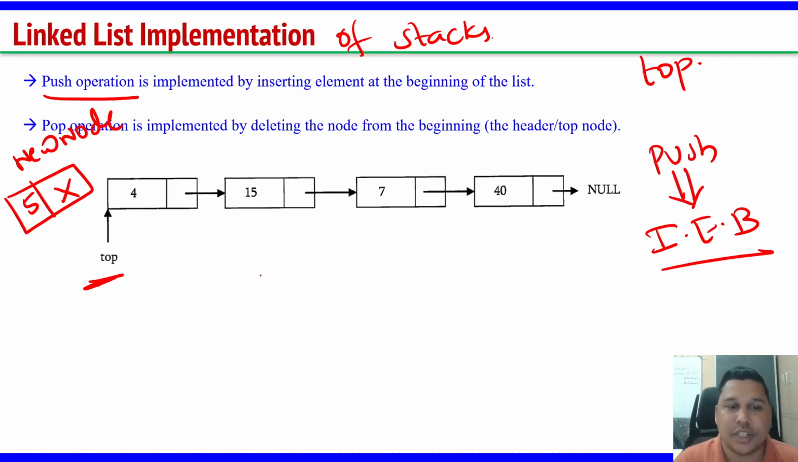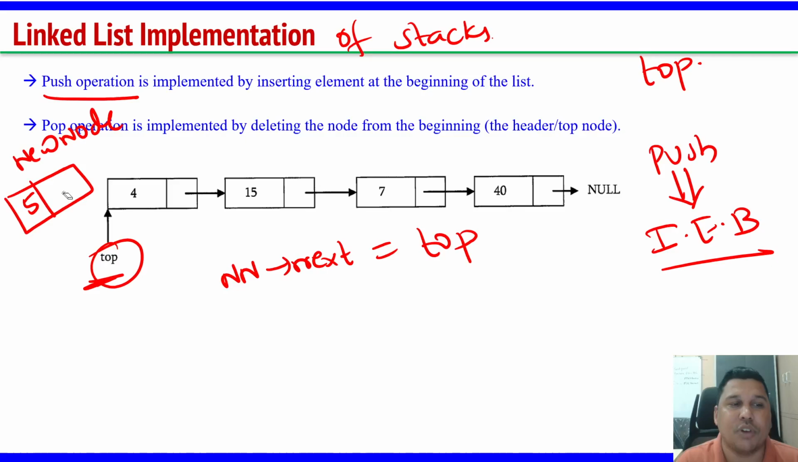Then this step is very simple. You need not iterate, you need not traverse the list. It's very simple: new node next will be top. New node next will be top. It means, where is my top? My top is here. So this arrow mark will go, this null will go, and a link will be created like this. So 5 is attached to 4 now. The next operation I have to do is make top equal to new node.